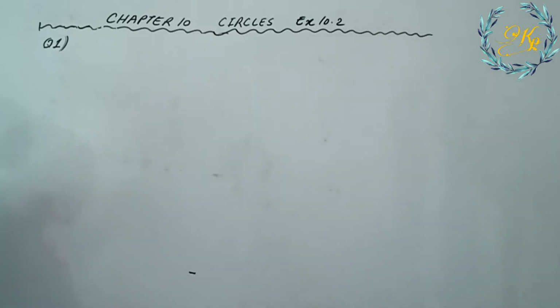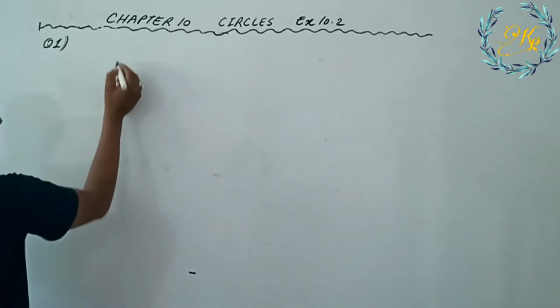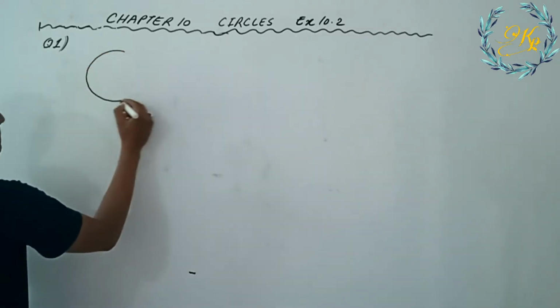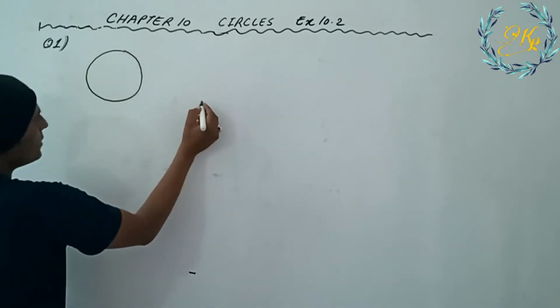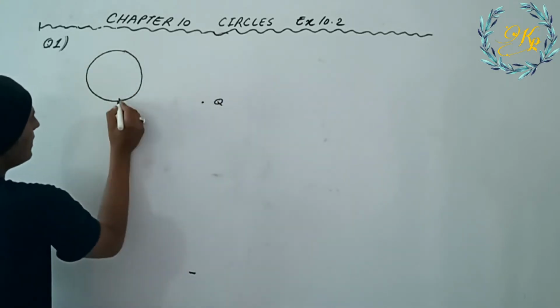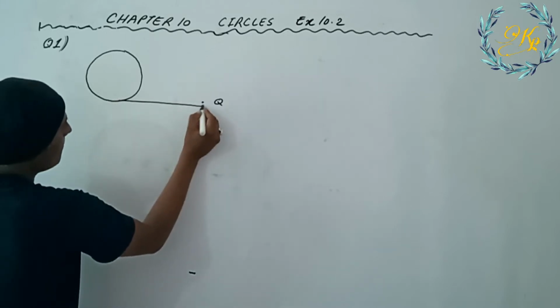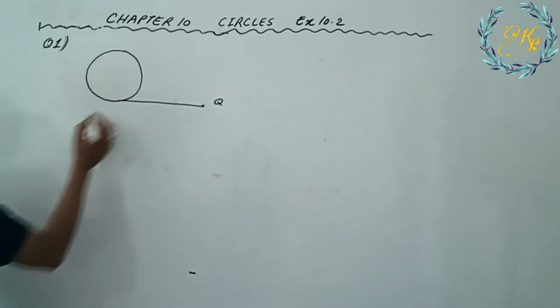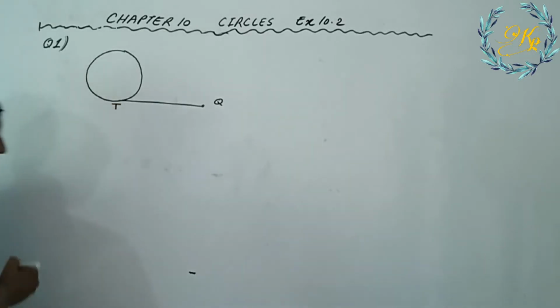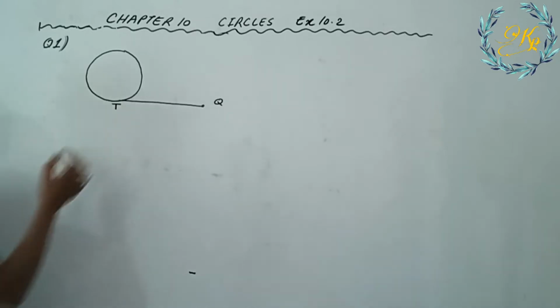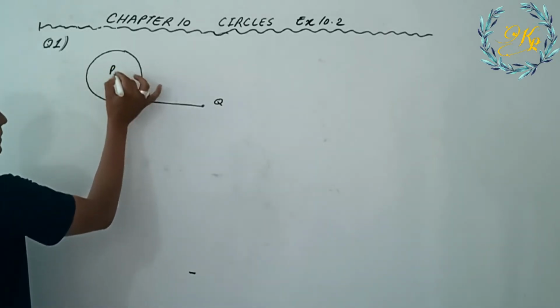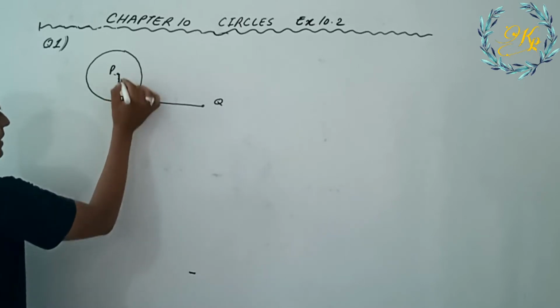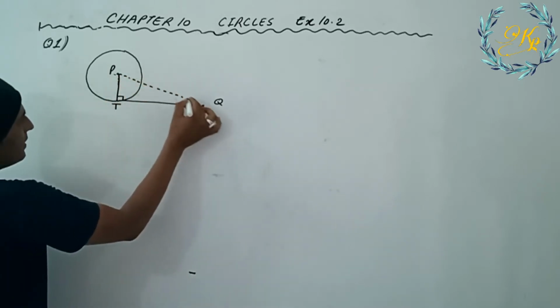The first question reads, from a point Q, the length of tangent to a circle. So let's draw a circle first. Let's take a point Q outside the circle. Let's draw the tangent. Let the point where the tangent touches the circle be T. Now let the center of the circle be point P. Let's join this. That marks an angle of 90. And let's join these 2 points P and Q as well.